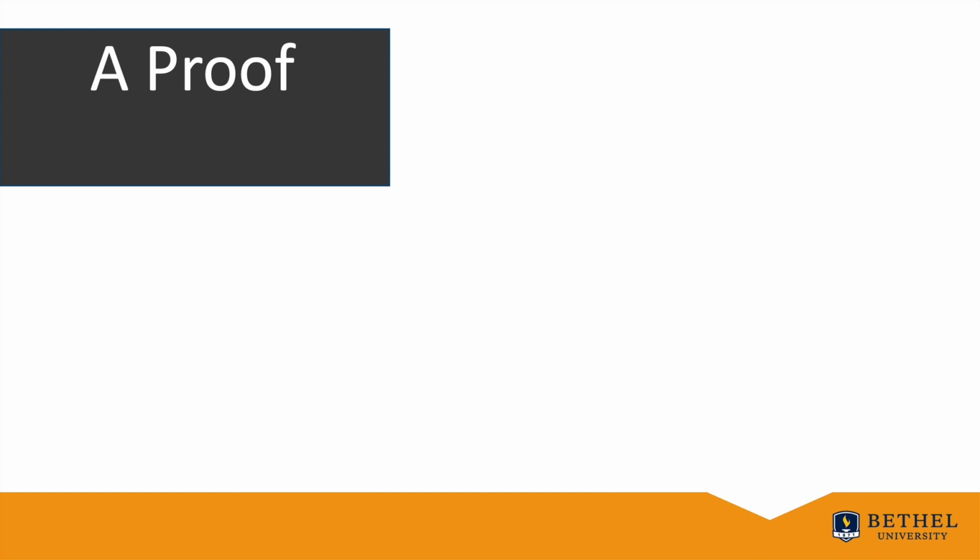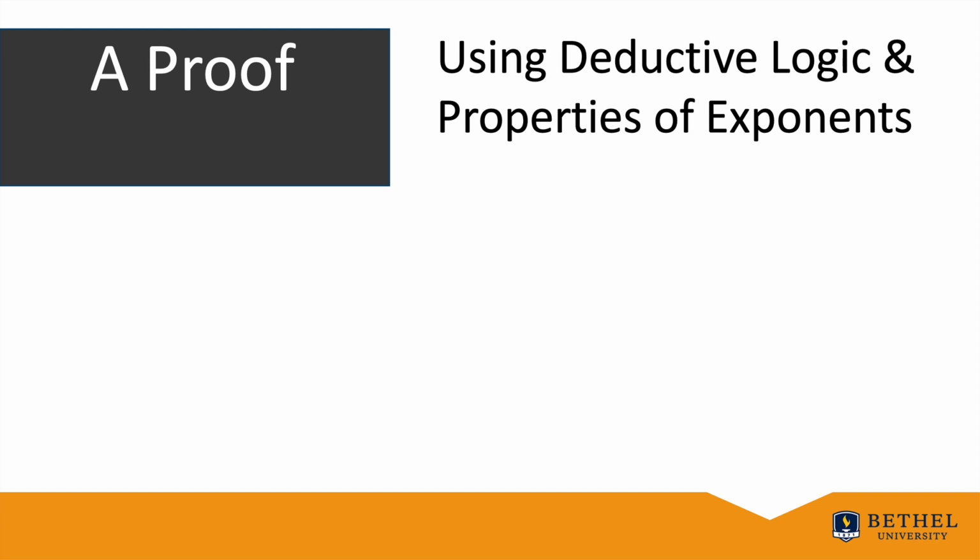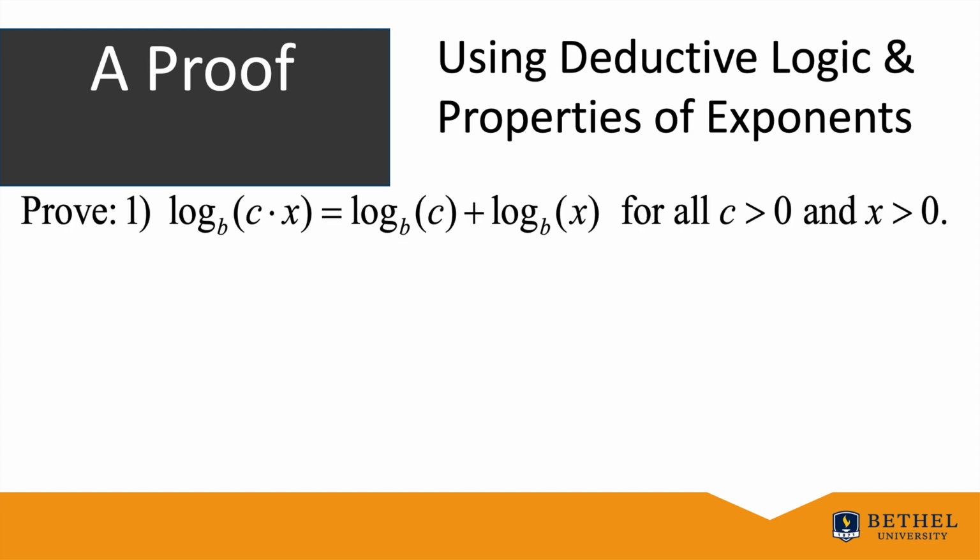Now, to truly test your understanding of logarithms and their properties, you should work at understanding and being able to do proofs of the properties. Proofs are arguments using deductive logic and, in this case, properties of exponents. Let's prove property 1. Log base b of c times x equals log base b of c plus log base b of x for all positive numbers c and x. Start the proof by writing down what you're assuming. We are assuming that c and x are positive. Of course, b is positive as well and not equal to 1. That could be written down too.